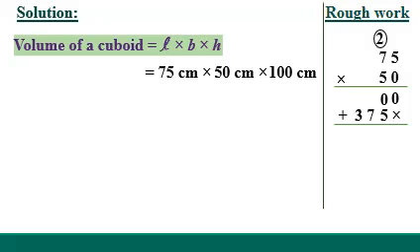Now we are going to add these. 0 will be written as it is. 5 plus 0 will give us 5. 7 will be written as it is. And 3 will be written as it is.